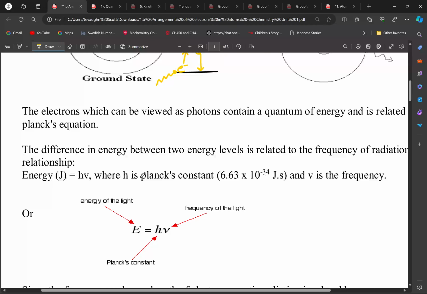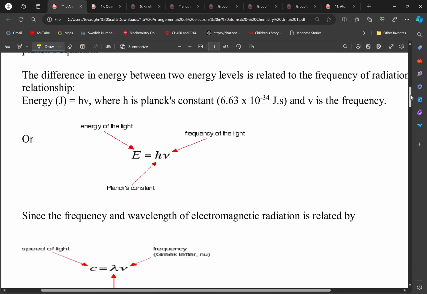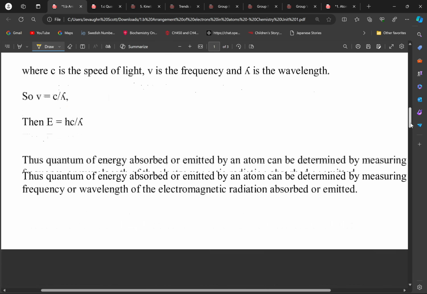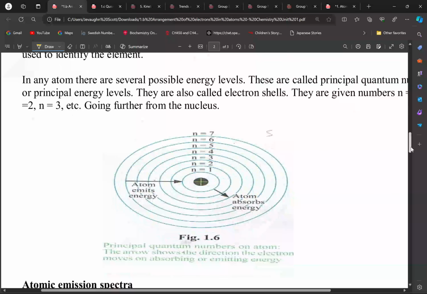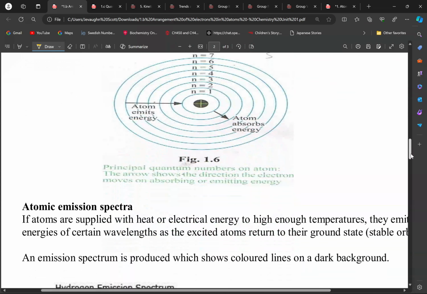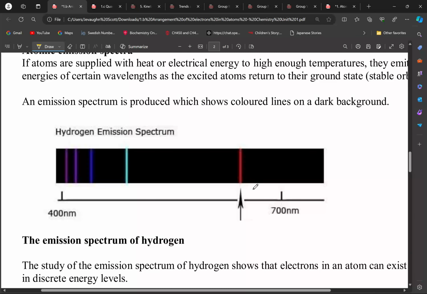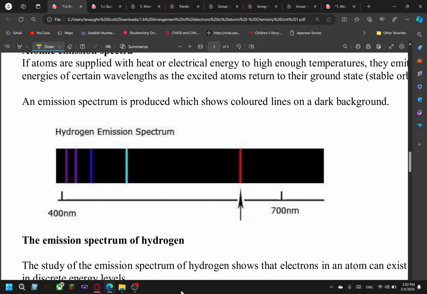So this equation should be something that you guys already remember. Energy is equal to Planck's constant times the frequency of light. And the speed of light is equal to lambda nu, which is wavelength times the frequency. So that information is there, but the main issue is how do we interpret the hydrogen emission spectrum? What we're looking at here is the different wavelengths of light that are released from the electron when it drops back down to its original energy levels.